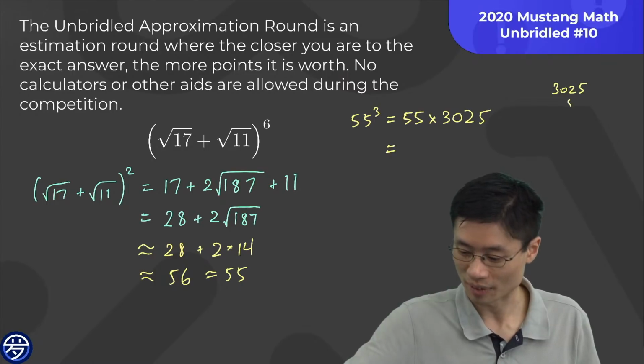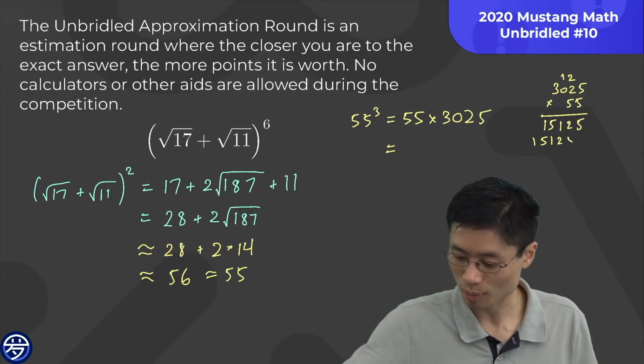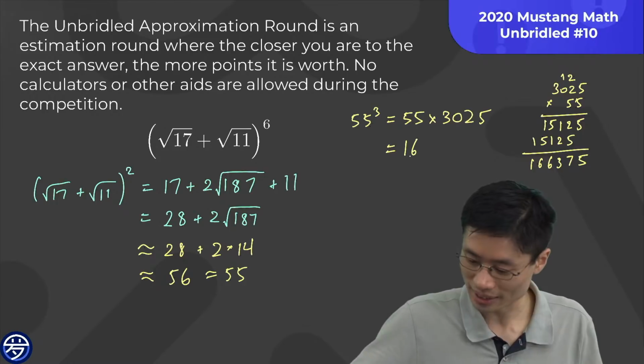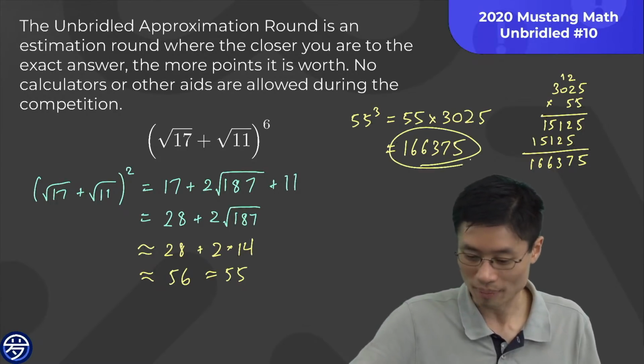And so let's see, what is this? 3025 times 55. 5 times 5 is 25. 5 times 2 is 10, plus 2 is 12, hopefully. And then 1, 5. Oh, and I write the same thing again. The reason I wanted to multiply by 55 is I just have to write the same number twice. 3, 6, 6, 1. Okay, 1, 6, 6, 3, 7, 5. So that would be my estimate.